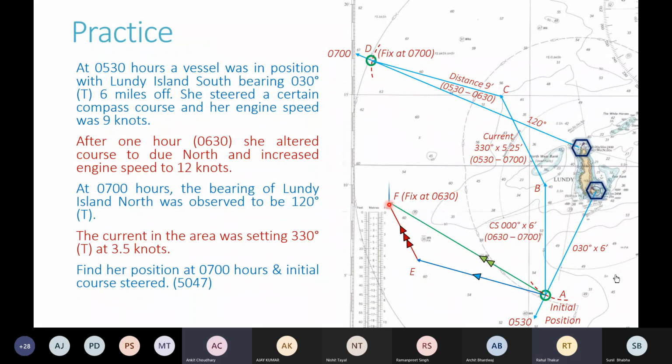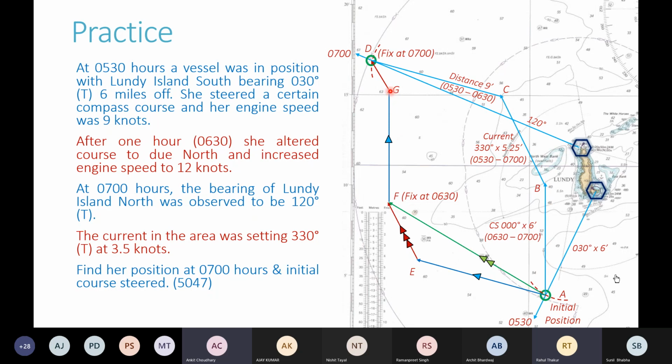So let's now proceed ahead from point F. The next course which I steered from 0630 to 7 o'clock was 000, and the distance was 6 miles, represented by vector AB. So I have plotted this vector here, which is my CTS from 0630 to 7 o'clock. And the point where it ends, let's mark it as G. And this vector here, the blue color vector, the CTS vector, has a direction of due north, 000, and has a length of 6 nautical miles, exactly the same as vector AB.